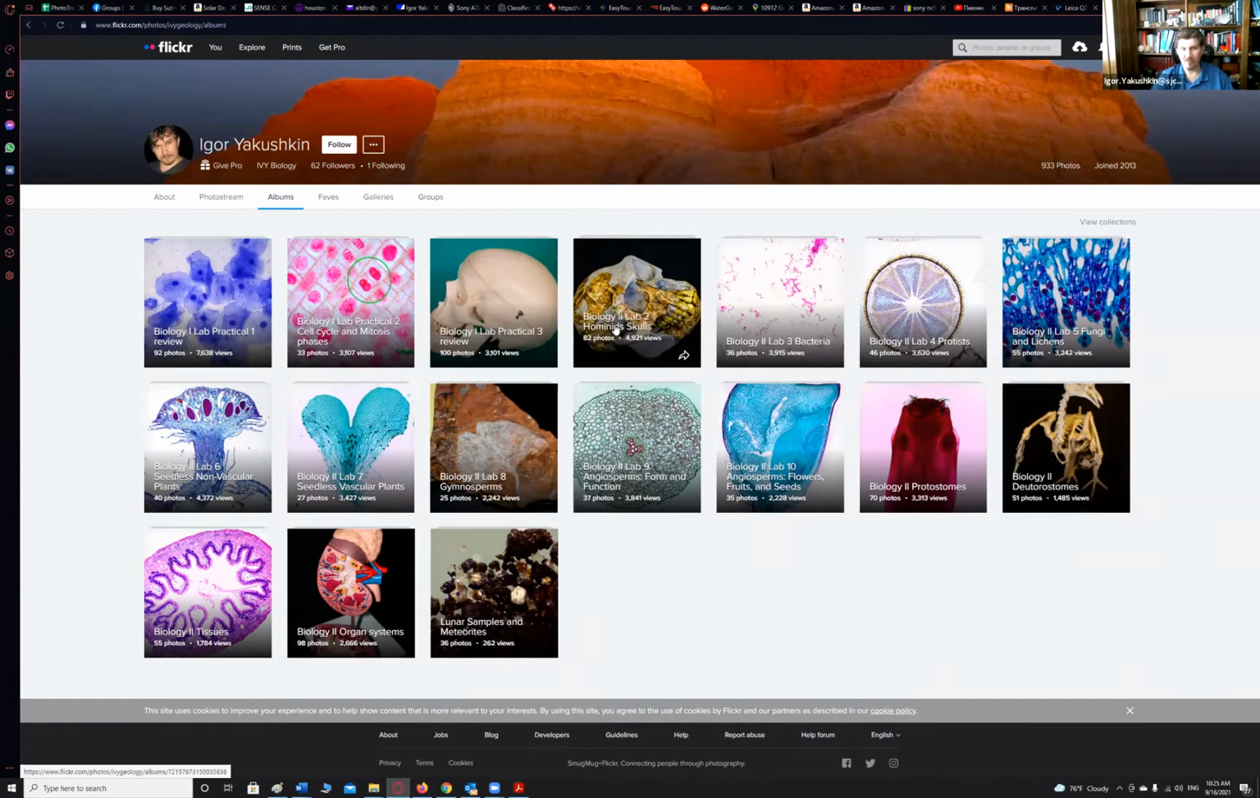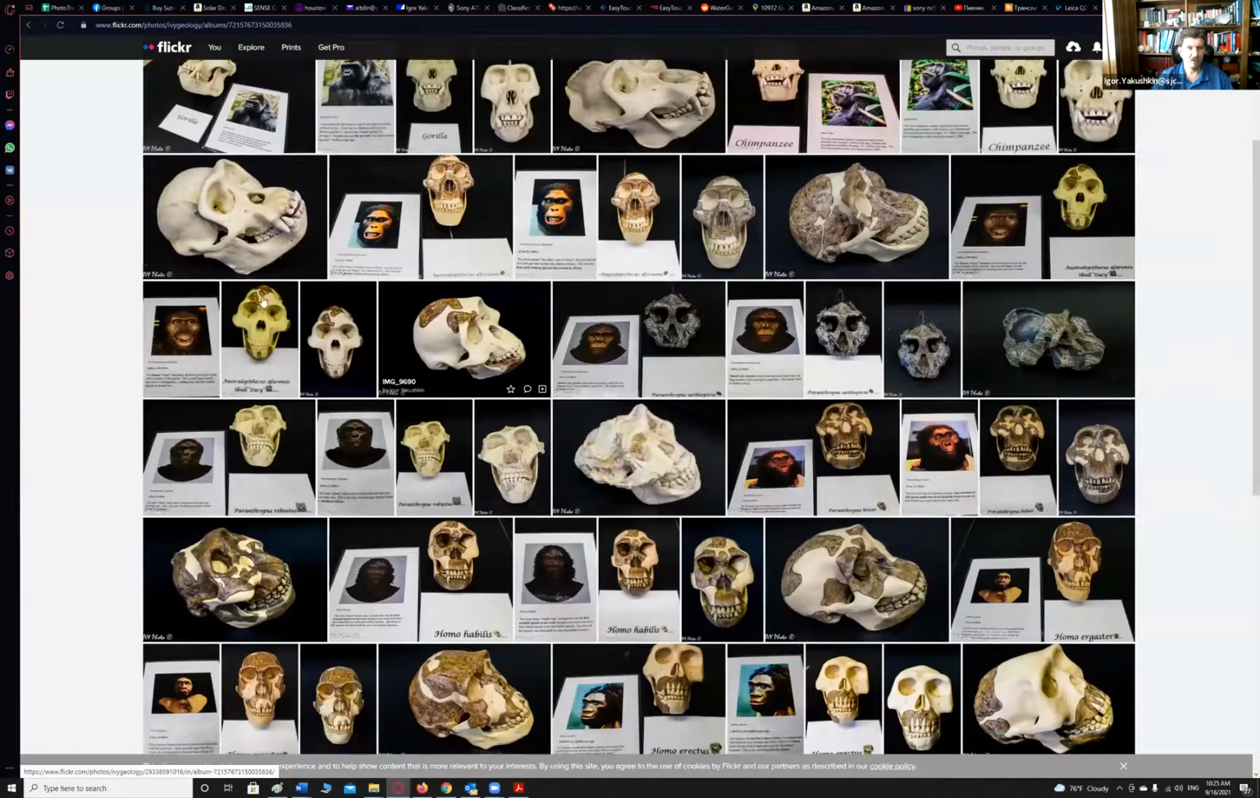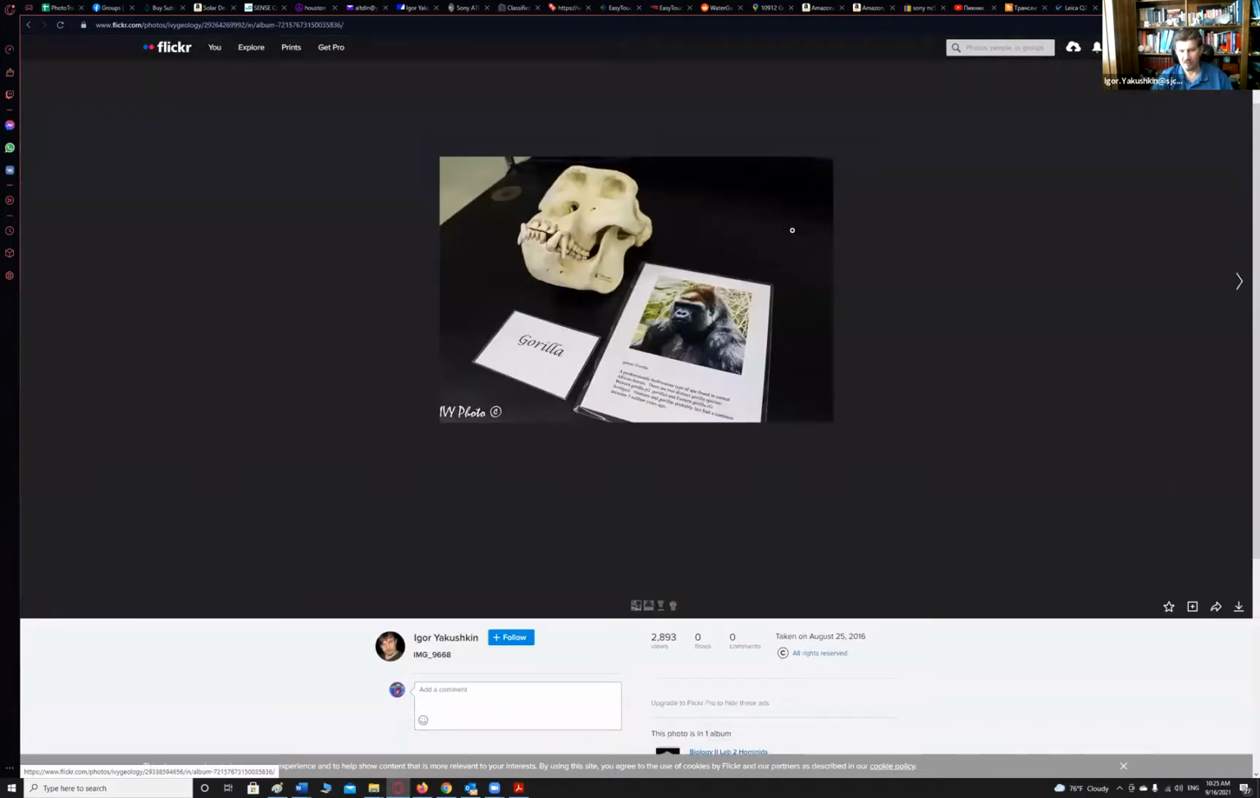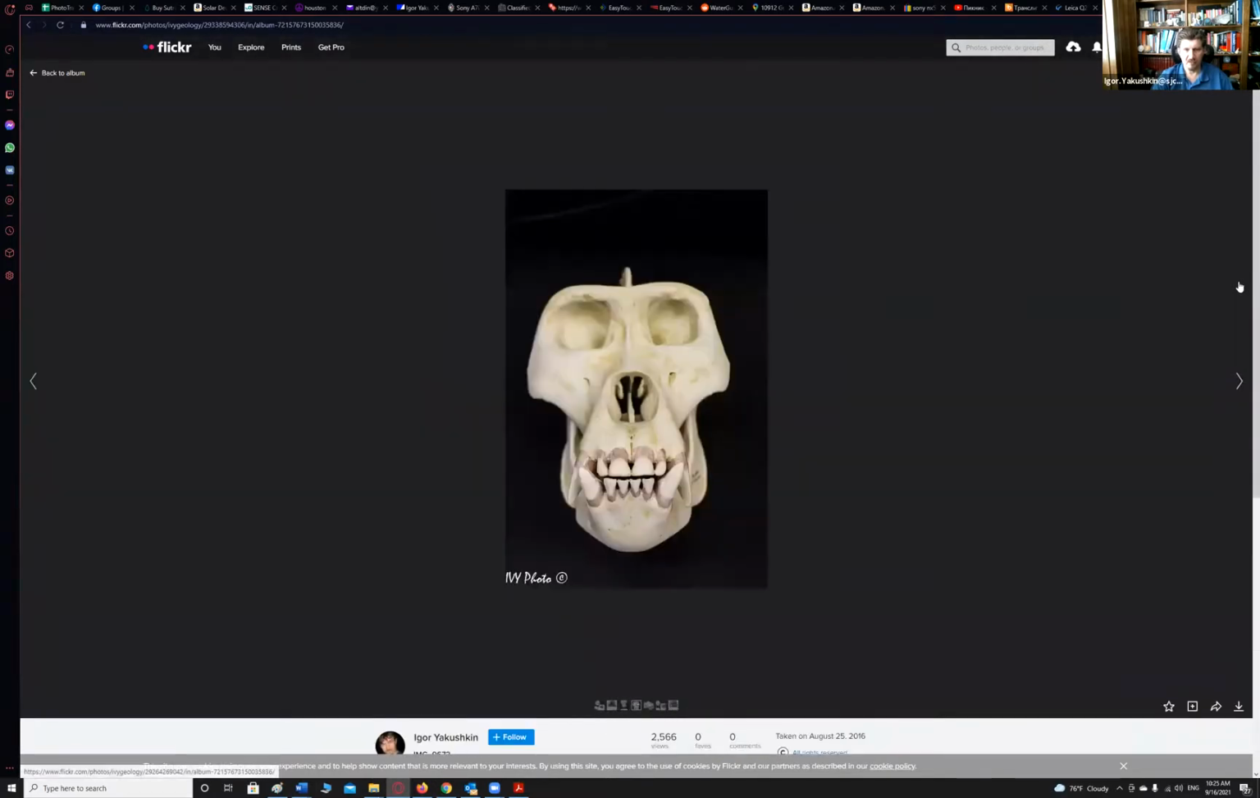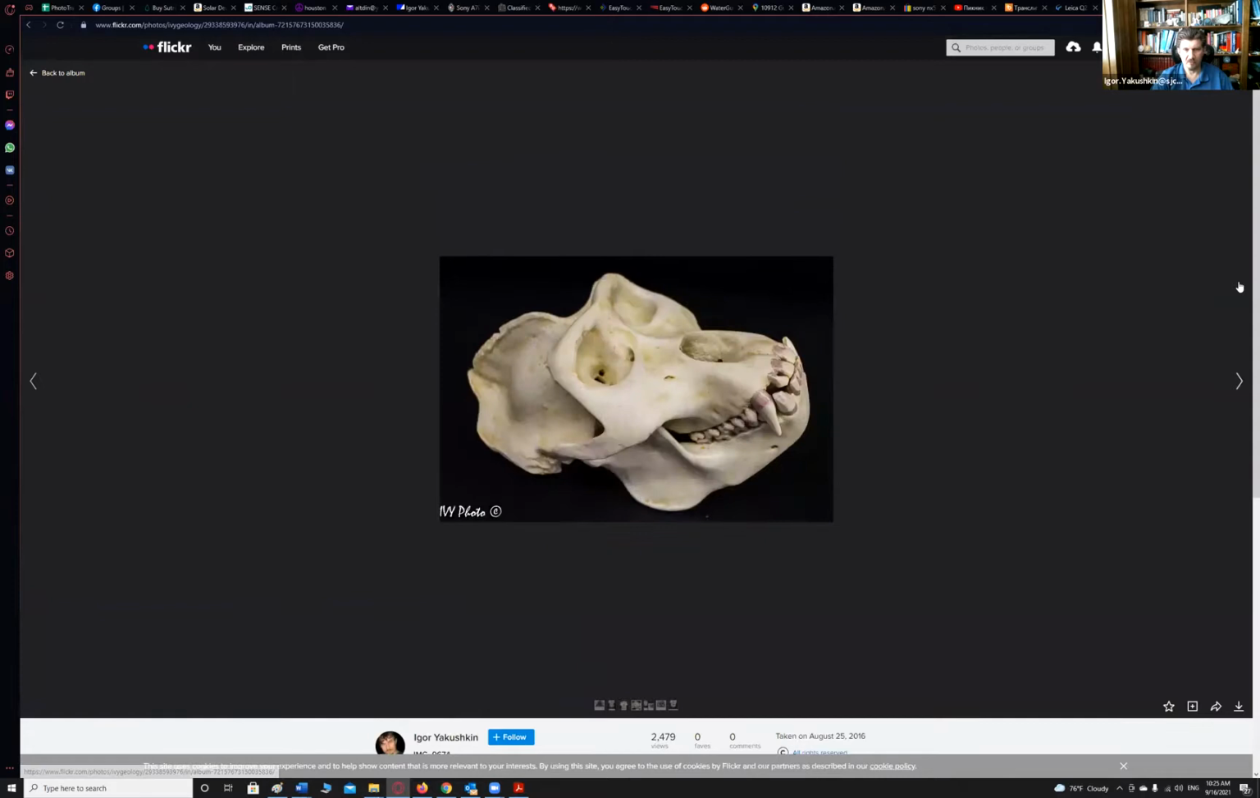But starting from here, you can see Bio 2, Lab 2, hominid skull. If you click on it, you will have our hominid skulls right there, and so on and so forth. You can click on each one of those if you want to. It gives you a little bit of description. In some cases, well, gorilla, it gives you the skull itself, and so on.